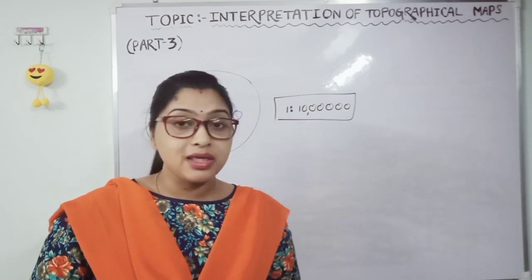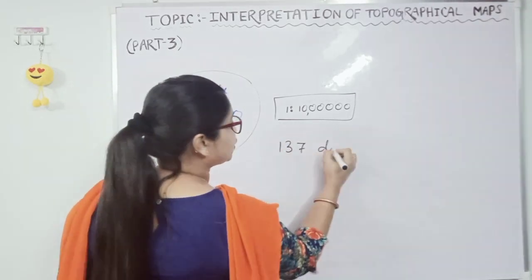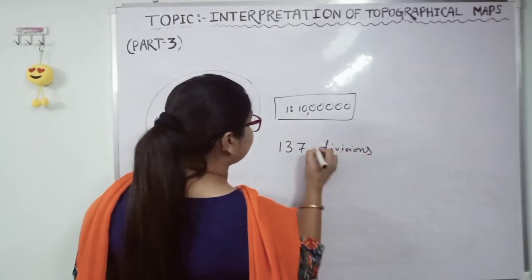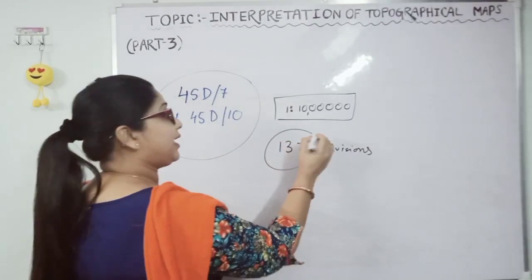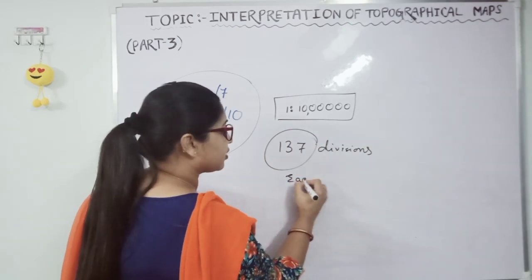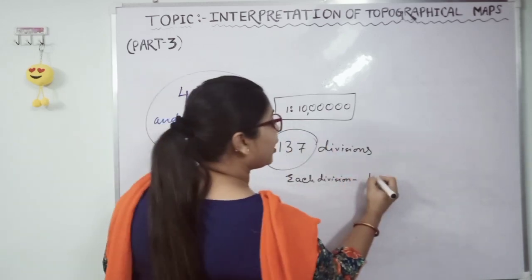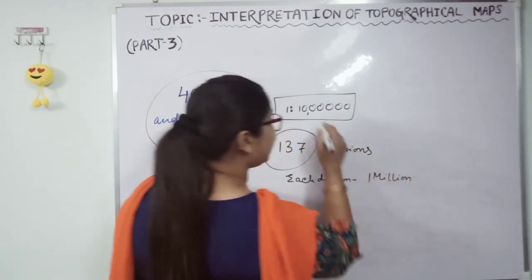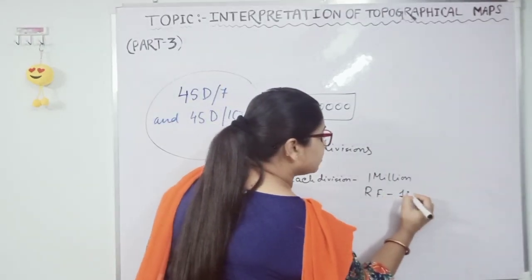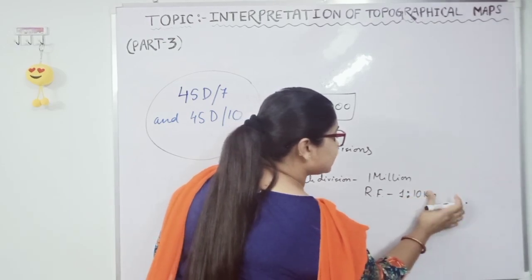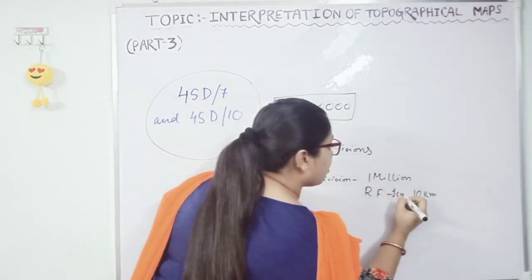India and the adjacent area they divided into 137 divisions. How many? 137 divisions. Each of these 137 divisions followed the scale of 1 million. That means the million map with RF 1:10 lakh, where 1 centimeter is equal to 10 kilometers on the ground.